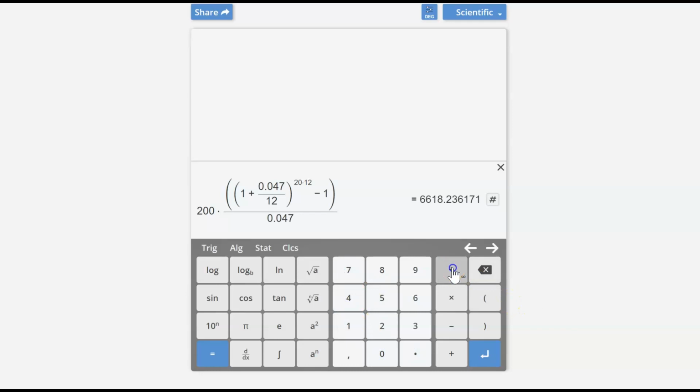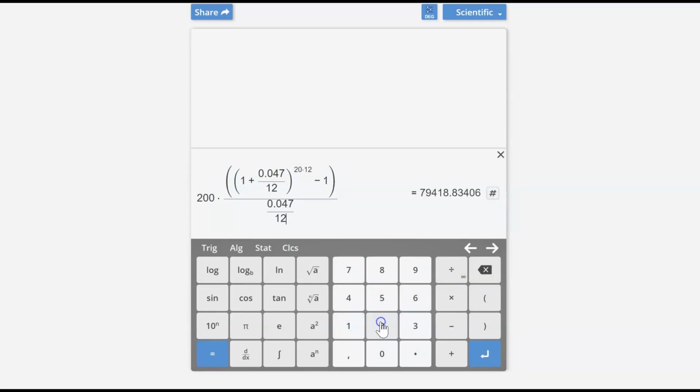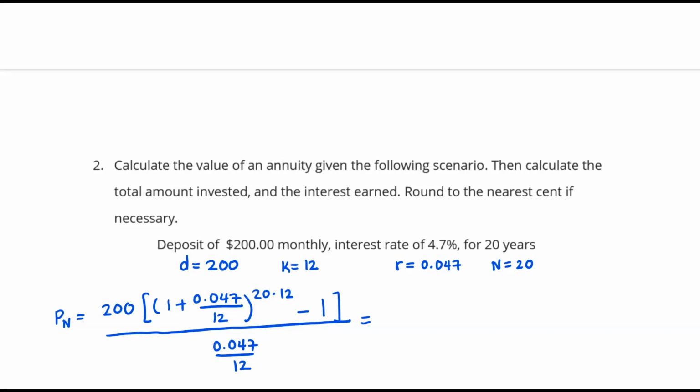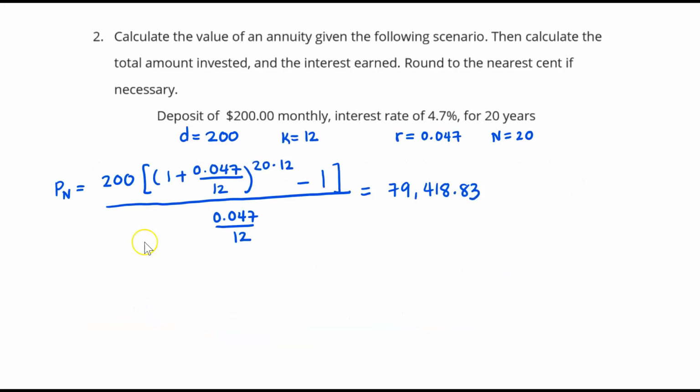0.047 divided by 12. And that gives us 79,418.83. And so the value of the annuity after 20 years is $79,418.83. Next, we will then calculate the total amount invested.